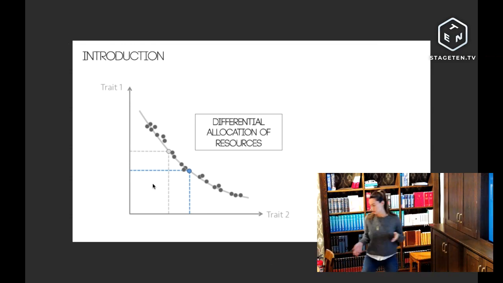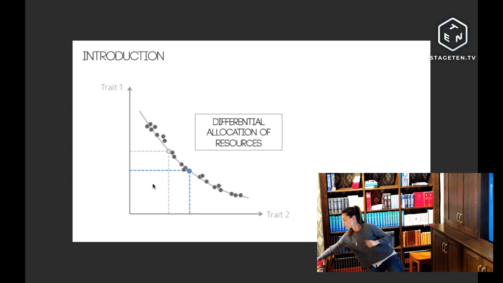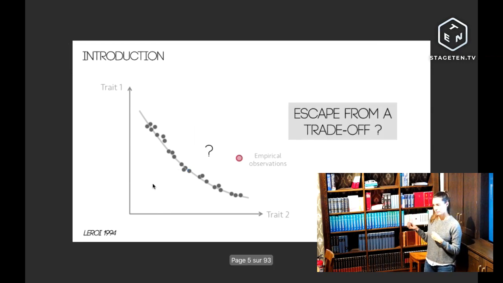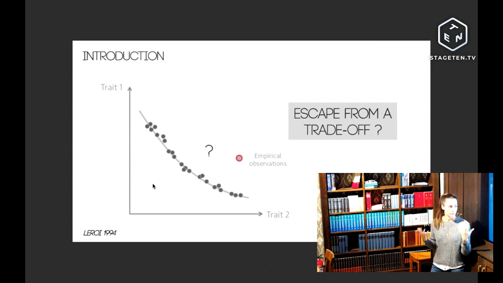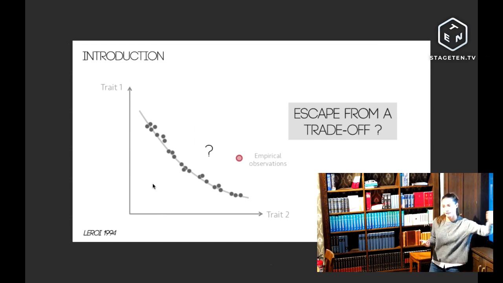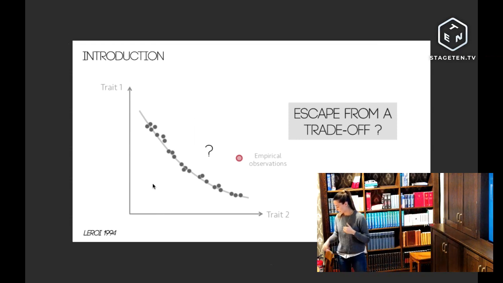And most of the time in a population, individuals spread along this negative relationship, but sometimes we have observed individuals that are able to escape from this relationship. Some empirical observations have been made in many mutants, like in C. elegans or Drosophila melanogaster or other model organisms. And if the only explanation of trade-off is differential allocation, how is it possible for individuals to escape from this relationship? So this is the question that I tried to understand during my PhD thesis.